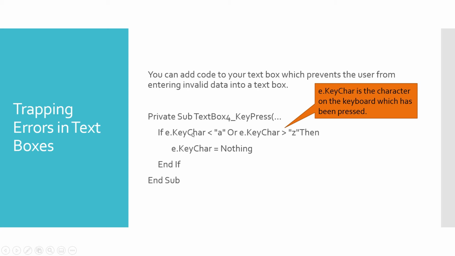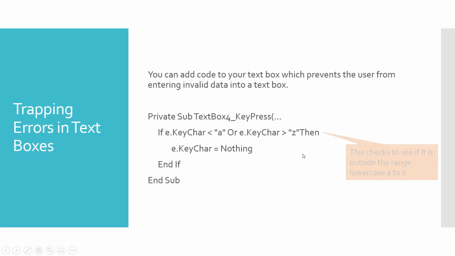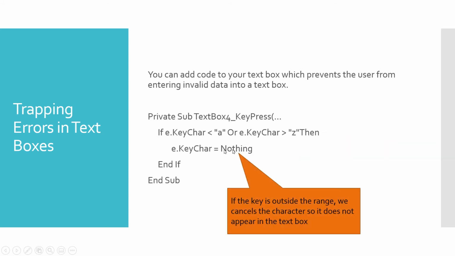e.KeyChar is the character that the user typed into the text box. So what we're saying is if that comes before lowercase a or it comes after lowercase z, then we replace it with nothing. In other words, we ignore it. So this will disregard anything other than lowercase letters being typed into this text box.